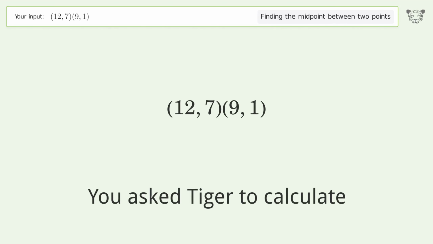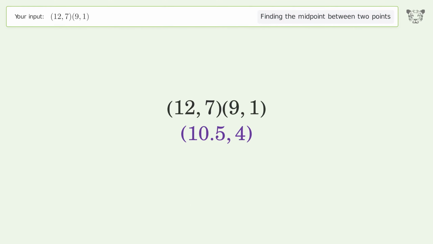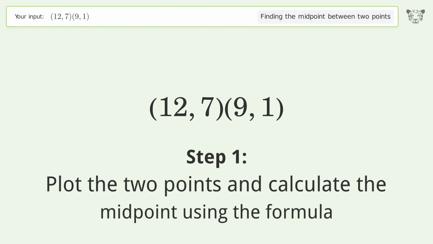You ask Tiger to calculate. This deals with finding the midpoint between 2 points. The midpoint between the 2 points is 10.54. Let's solve it step by step. Plot the 2 points and calculate the midpoint using the formula.